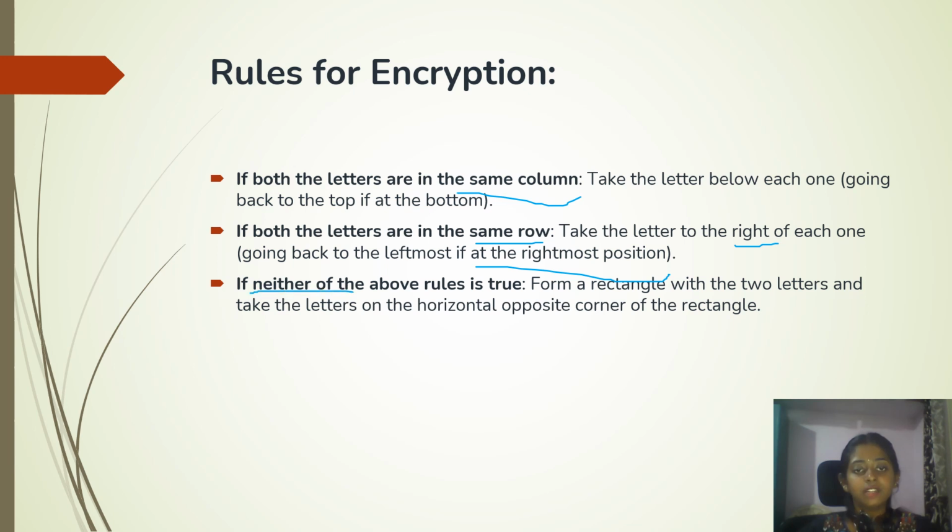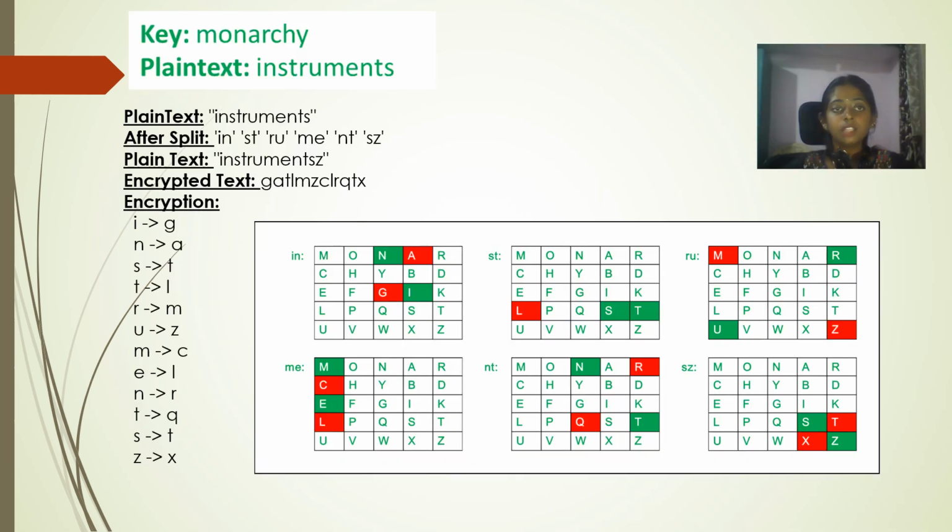If neither of the above rules is true, form a rectangle with the two letters and take the letters on the horizontal opposite corner of the rectangle. So let us see one example. So now we have the key as Manachi and the plain text as instruments.